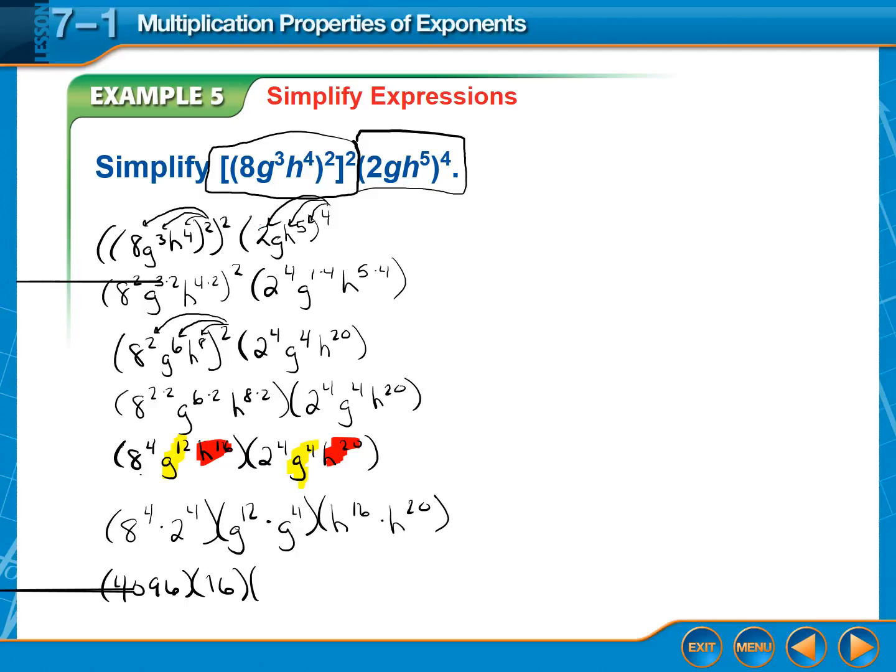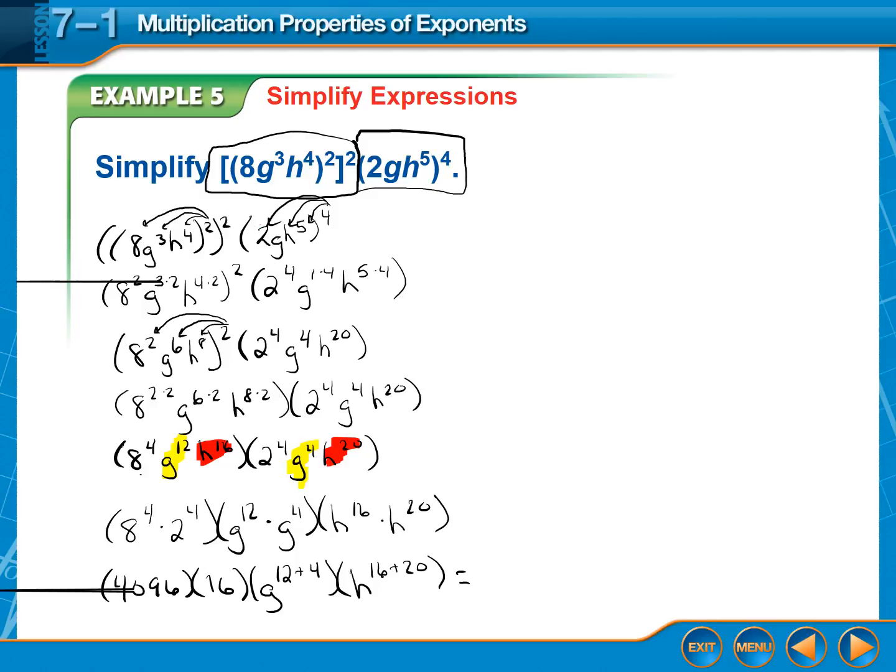Now, when I want to combine these two g's, because they have the same base, I'm multiplying powers with the same base, what am I going to do with the exponents? I'm going to add them together, so 12 plus 4. Same thing with the h's. The bases are the same, so I add 16 plus 20.